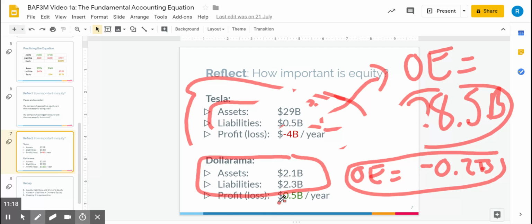However, Dollarama is very profitable. They're making $500 million a year. So even though their current owner's equity is negative, it might not stay that way because they're making so much money year to year that it's probably going to go up, right? Their debt's not likely to go up and their assets are likely to grow.